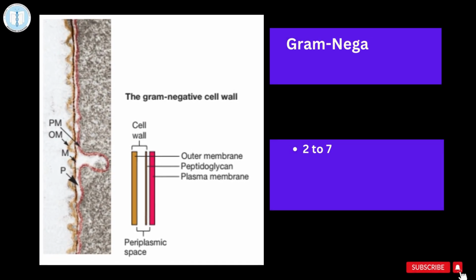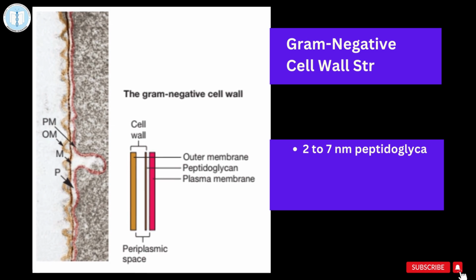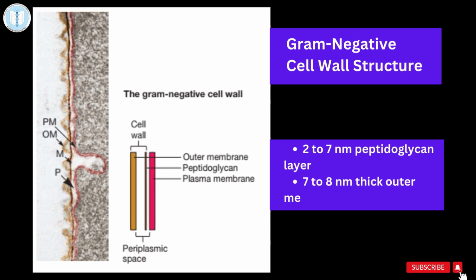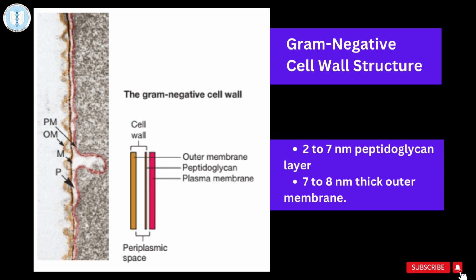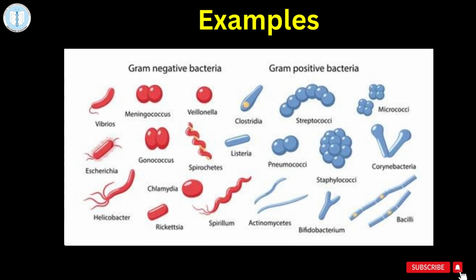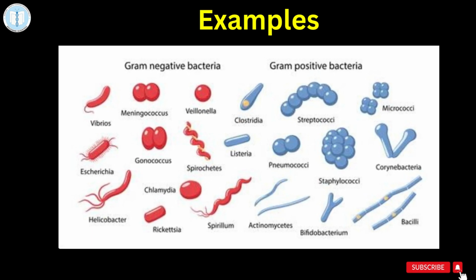In contrast, the gram-negative cell wall is quite complex. It has a 2 to 7 nanometer peptidoglycan layer covered by a 7 to 8 nanometer thick outer membrane. Because of the thicker peptidoglycan layer, the walls of gram-positive cells are more resistant to osmotic pressure than those of gram-negative bacteria. These are some of the examples of gram-positive and gram-negative bacteria.